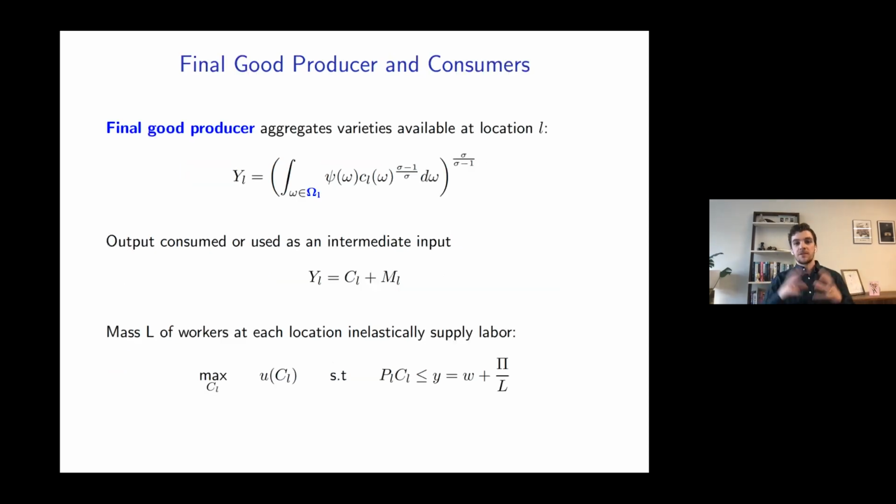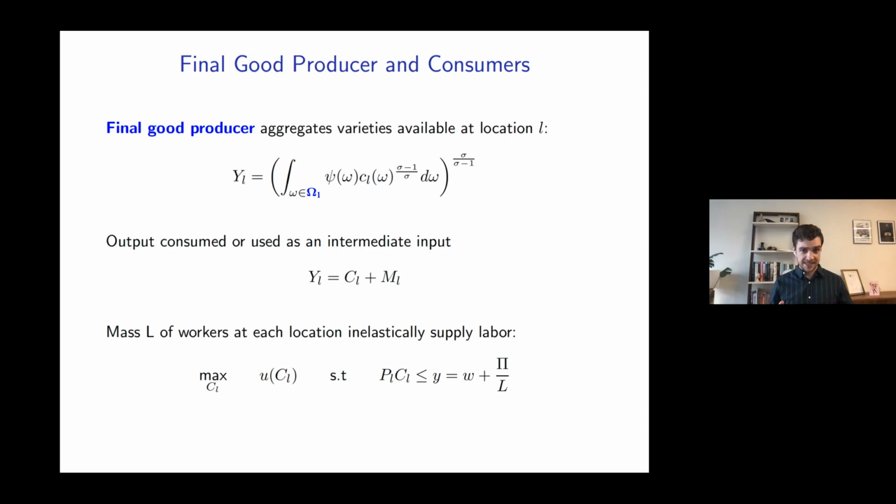Starting with the final good producer, at each point on the circle there's going to be a final good producer that's going to aggregate varieties available at that location L on the circle. Varieties are going to be heterogeneous in terms of their quality C. Higher C means more utility for the consumer from that particular variety, and also means more efficiency in the production of the intermediate good.